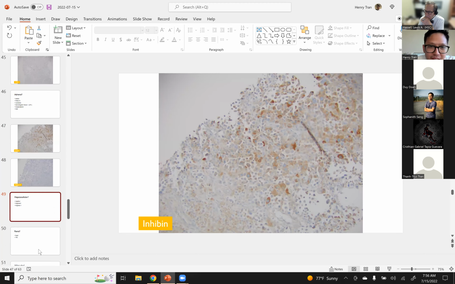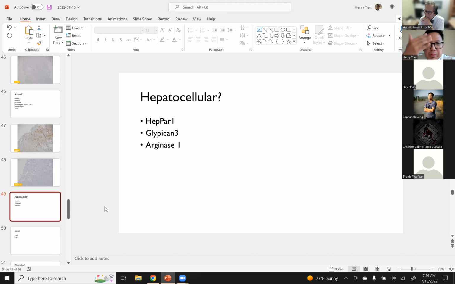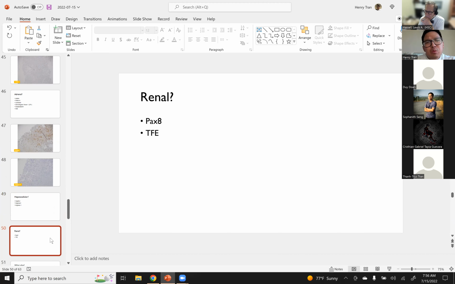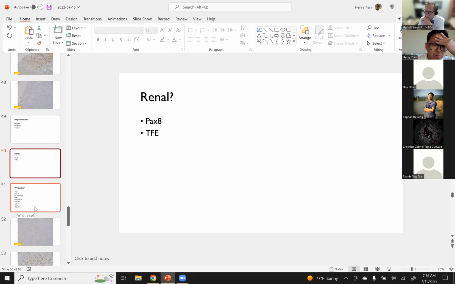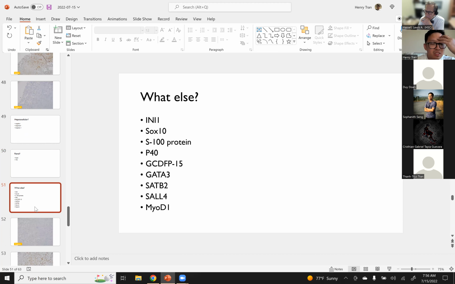Could this be hepatocellular? Hepatocyte 1, glypican 3, arginase, those all ended up being negative. Could it be renal? PAX8, TFE3 for translocation-associated RCC, that was negative, because I thought maybe that could have some of these large tumor cells. So still stuck at nothing. What else? INI1, again, a lot like a rhabdoid tumor, but that is also retained. Melanoma, SOX10, S100 was negative. Squamous cell carcinoma, sometimes more differentiated ones can look this bad, but that was also negative. Could be breast, GCDFP15, GATA3, negative.